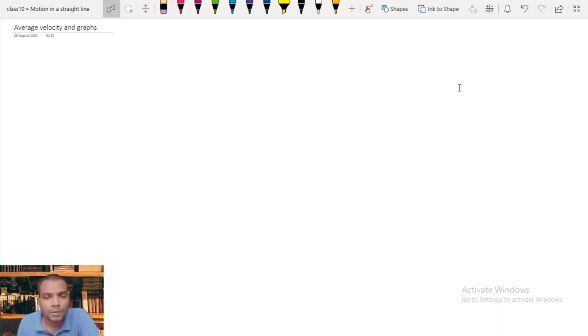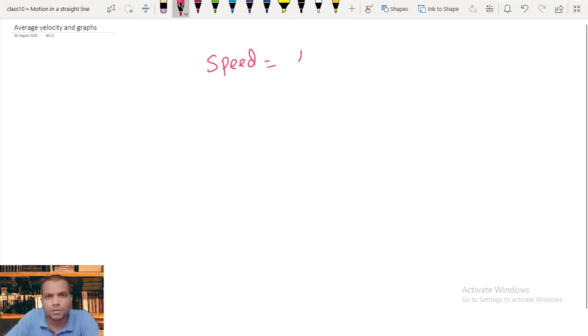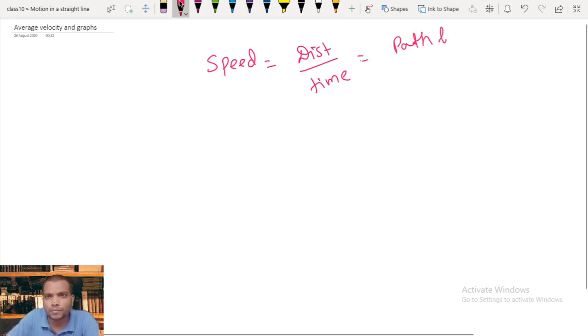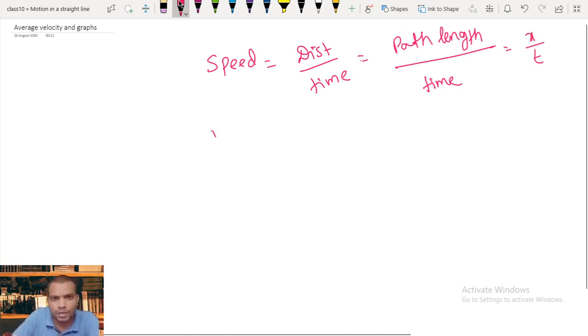So in my previous classes I covered very basic concepts in motion. First is speed. We can write that speed equals distance upon time, or distance is also called path length. Path length upon time. We are representing that as x upon t. Then after that I talked about velocity.